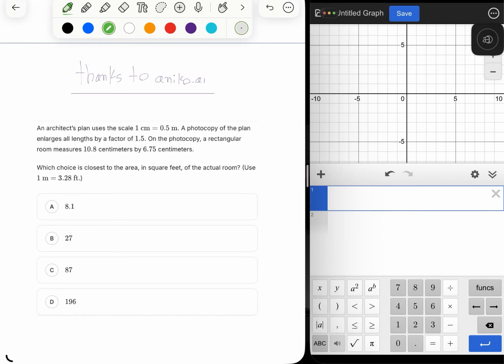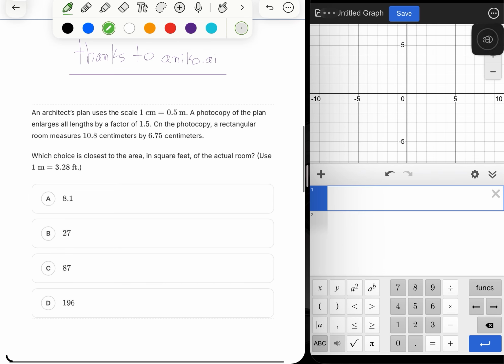Welcome back. Today, I'm going to be going over this unit conversion question that comes up on the second module of the SAT. And before I get started with the explanation, please try this for yourself. Okay, once again, thanks to Aniko.ai for providing this question, but let's start.